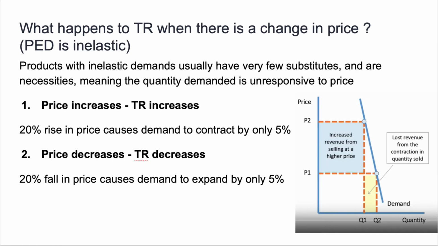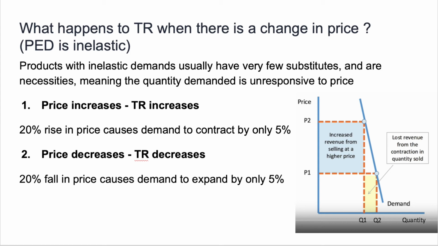When the price elasticity of demand is inelastic, what happens to the total revenue when there's a change in price? Firstly, let's look at the characteristics of products with an inelastic demand. Firstly, they usually have very few substitutes, and secondly, they're going to be necessities, meaning that the quantity demanded will be unresponsive to price. This includes things such as cigarettes, medical supplies, or food, where the demand is simply necessary and people will buy them no matter whether or not the price is high.